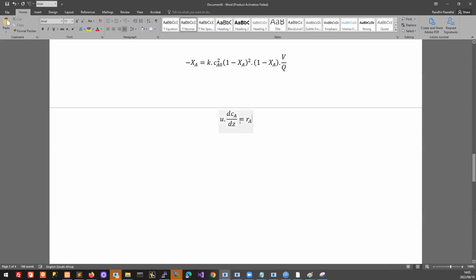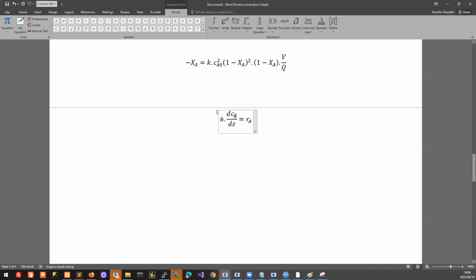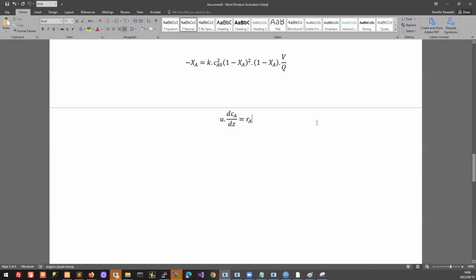And you may want to check the units quickly. So CA is moles per cubic meter up here. And then you've got meters per second for velocity, and you've got meters here. So U over dZ is 1 over time. And so you've got moles per cubic meter per time. And we know that reaction rate is moles per cubic meter per time as well. So the units are right here. So that's our equation for the PFR.